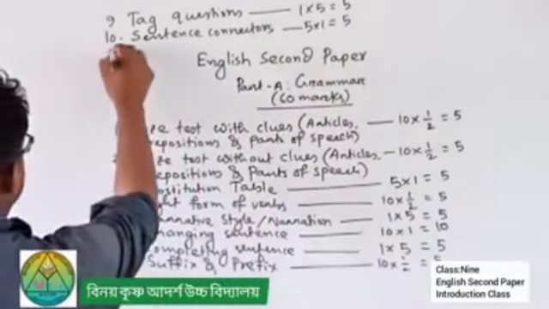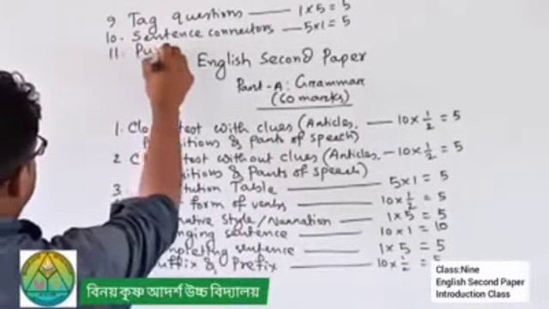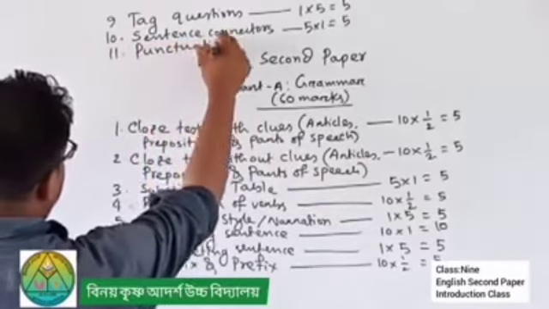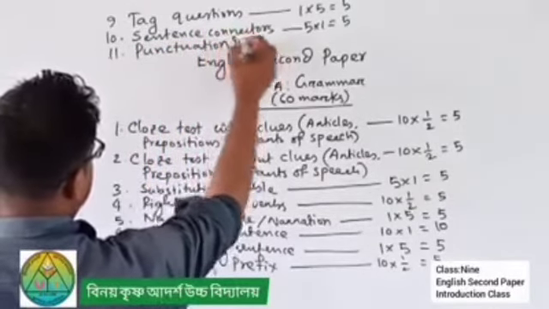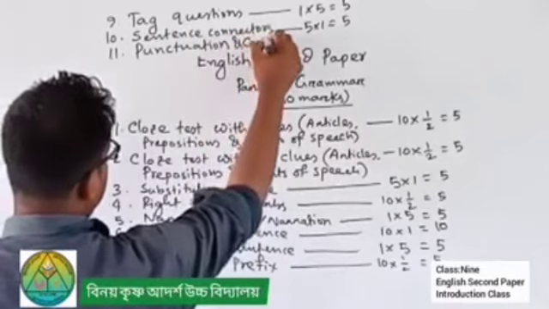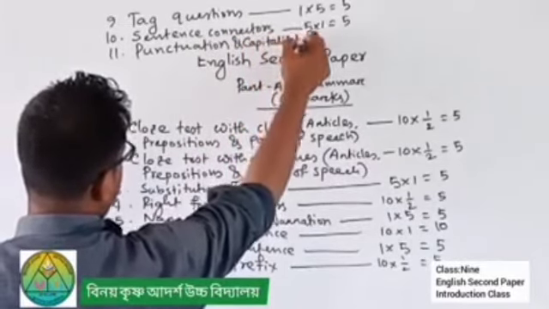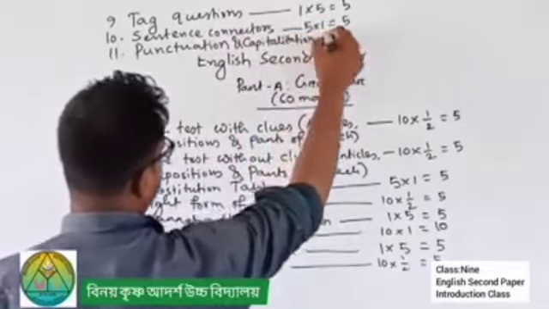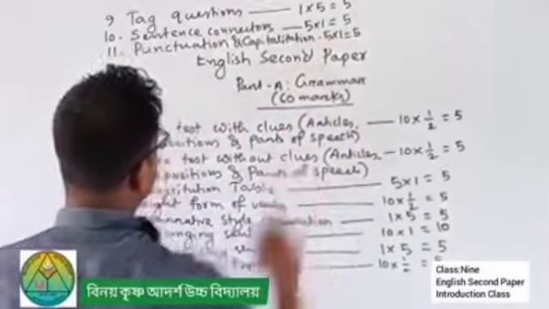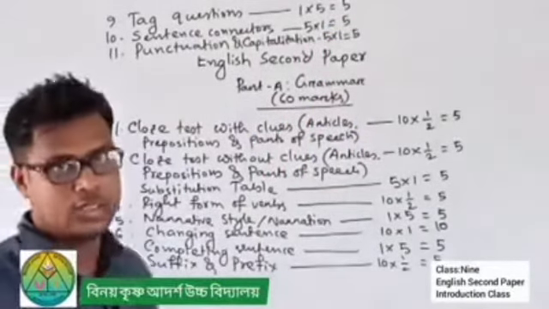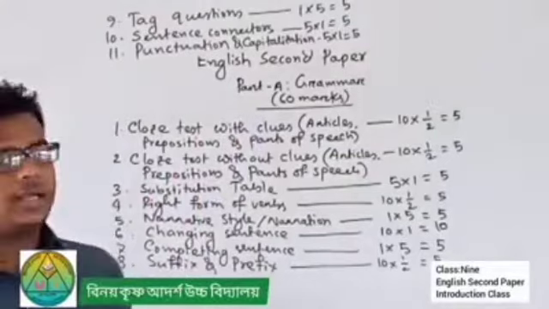And the final one is punctuation and capitalization. Dear learner, you will be awarded 5 marks for this item. You will have to use the correct punctuation and capitalization in this item, and you will be awarded 5 marks for this item.